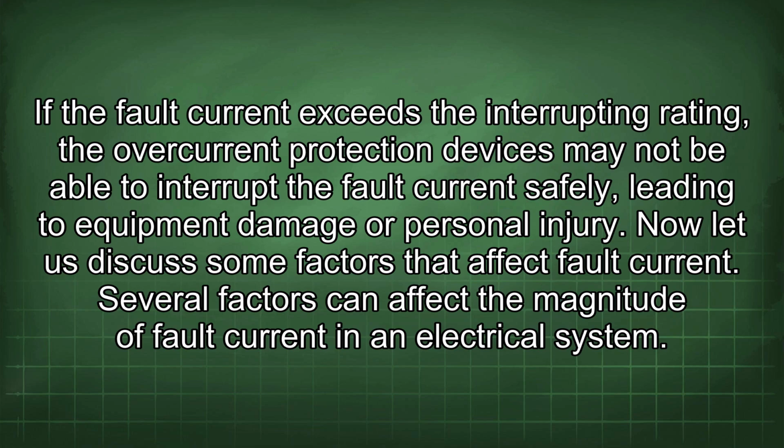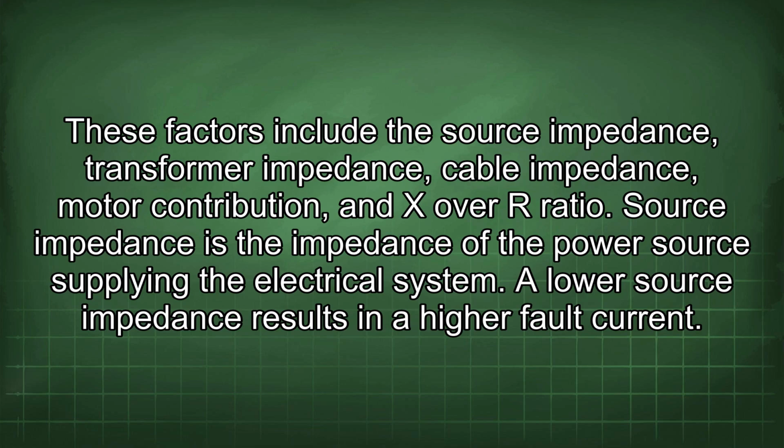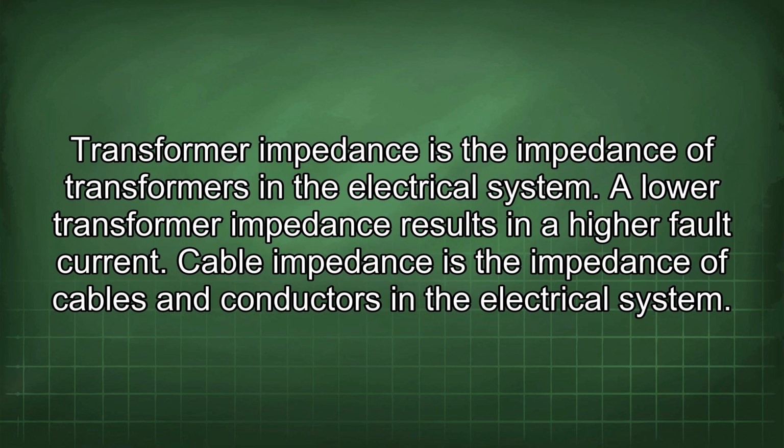Now let us discuss some factors that affect fault current. Several factors can affect the magnitude of fault current in an electrical system. These factors include the source impedance, transformer impedance, cable impedance, motor contribution, and X/R ratio. Source impedance is the impedance of the power source supplying the electrical system. A lower source impedance results in a higher fault current. Transformer impedance is the impedance of transformers in the electrical system. A lower transformer impedance results in a higher fault current.